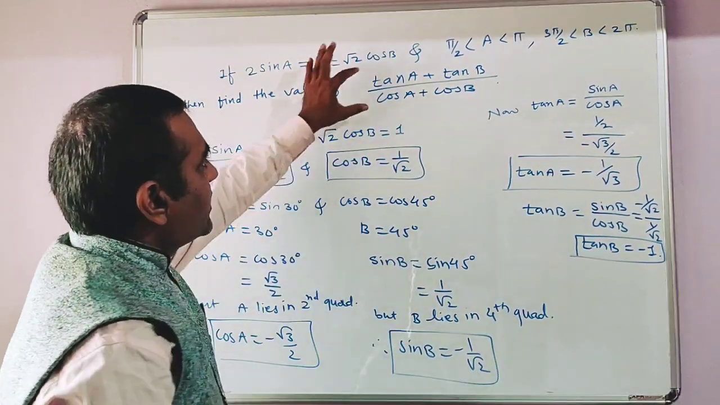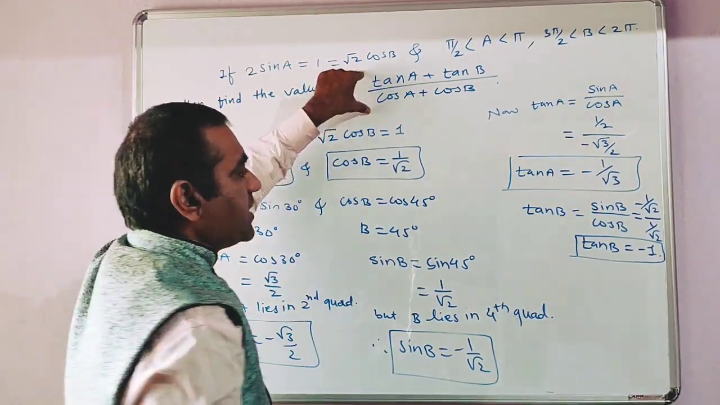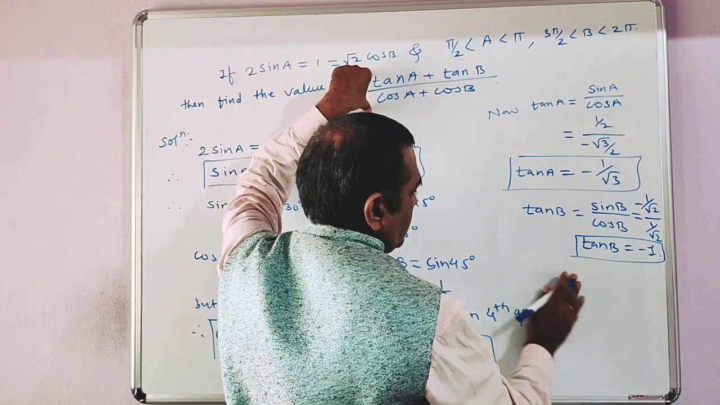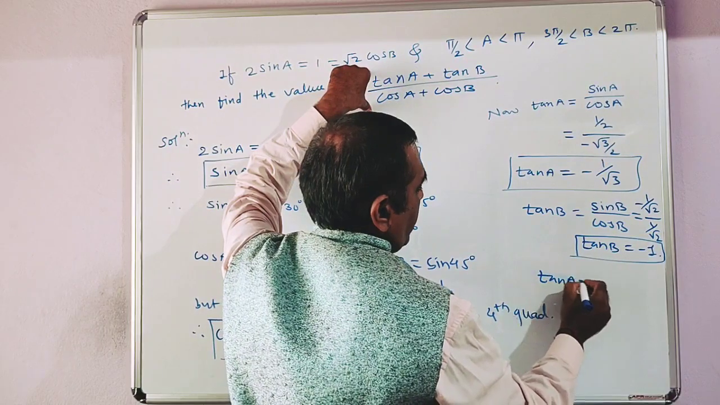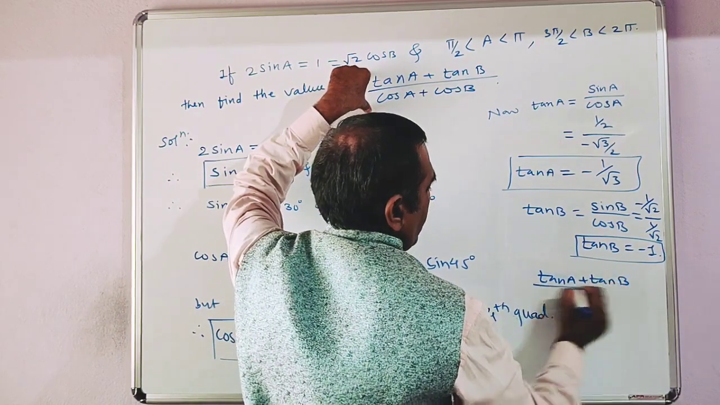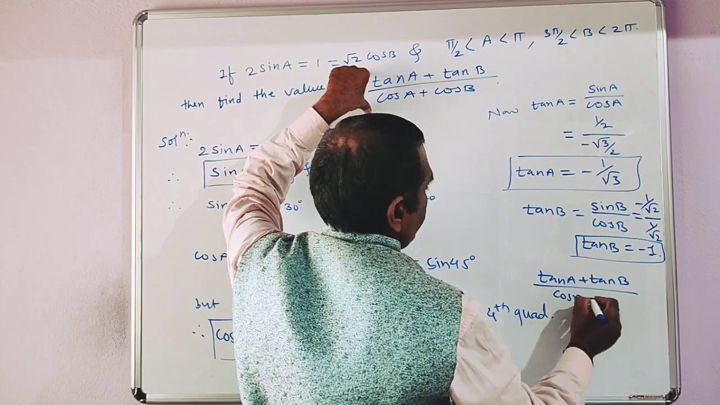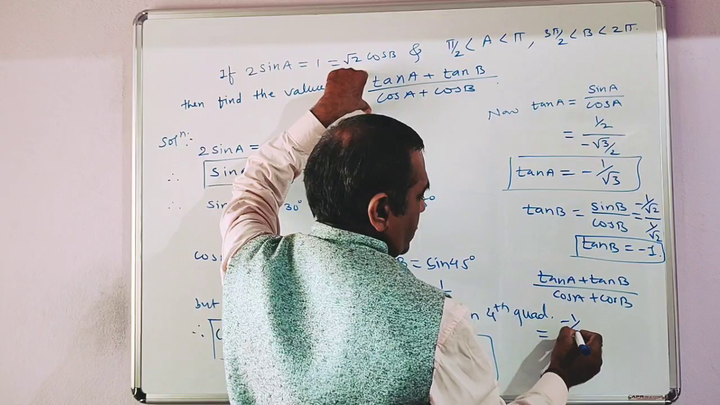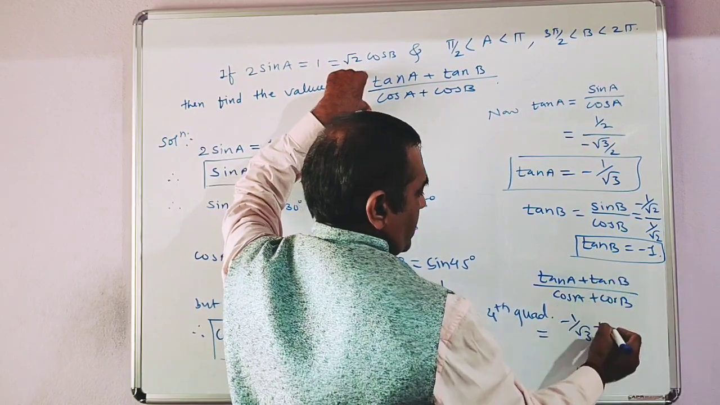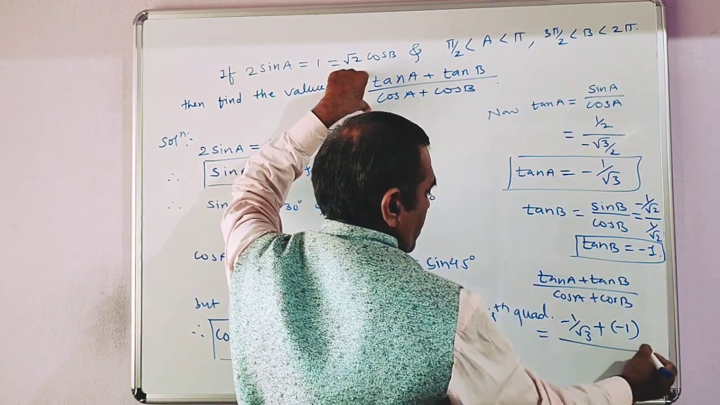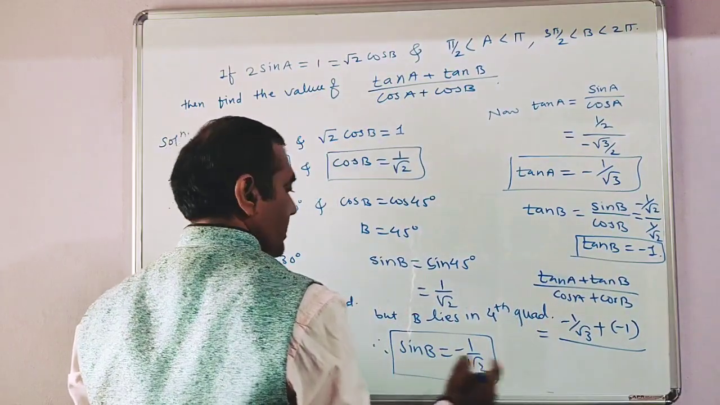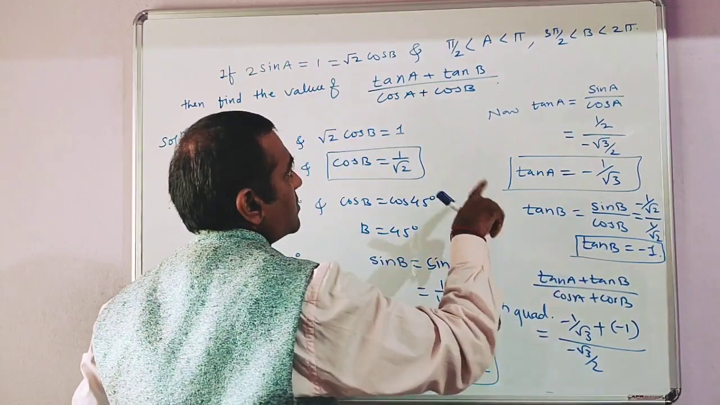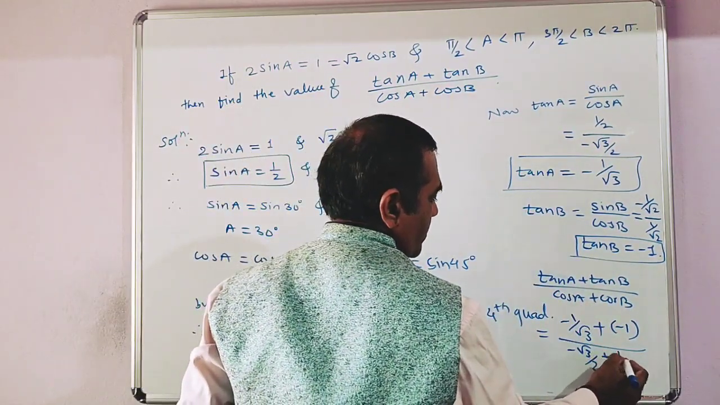What we want here is the value of tan A plus tan B upon cos A plus cos B. LHS: tan A, minus 1 by root 3, plus tan B, minus 1, whole divided by cos A, minus root 3 by 2, plus cos B, 1 by root 2.